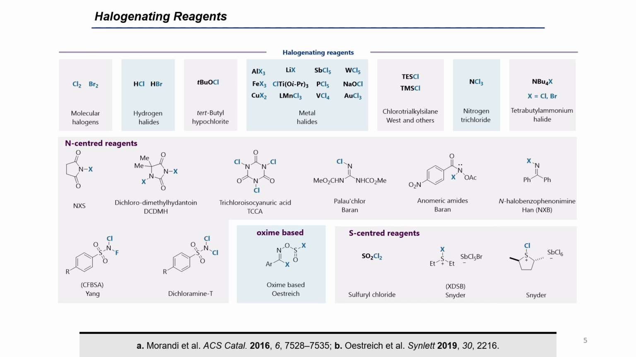CFBSA has been used to install chlorine, and dichloramine-T has also been used for a very long time in the literature. Then, as we discussed previously, oxime-based surrogates were used by the Oestreich group, and then sulfuryl chloride, or the Snyder group has made excellent developments in the field of asymmetric halogen transfer and so on.